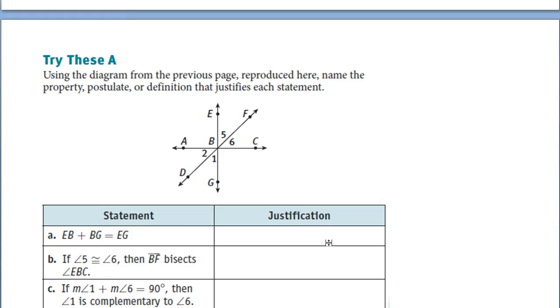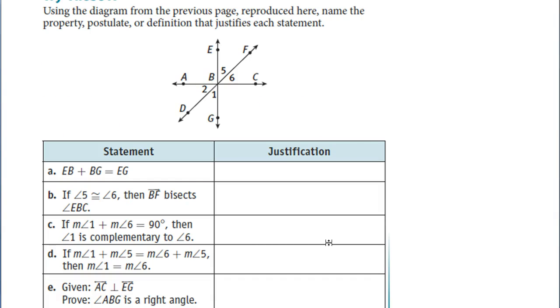Now let's move to this try this problem. Using the diagram from the previous page that's shown again here, name the property, postulate, or definition that justifies each statement. So question A, EB plus BG equals EG. Here's EB, here's BG. Why do those two add up to that one? What was that called? That was the segment addition postulate.